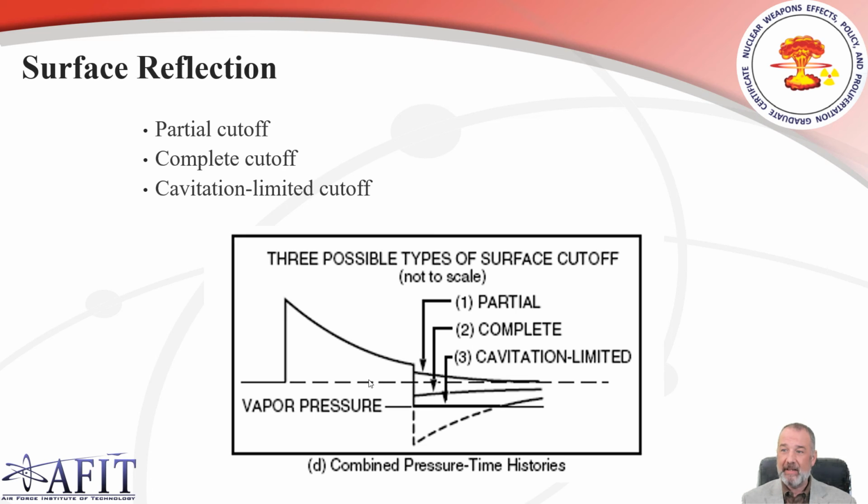And so if this dotted line represents normal pressure, we see that if we have a pretty powerful tension wave interacting with our initial outgoing pressure wave, we can get resulting pressures that are lower than whatever the normal pressure is at that particular depth. And then finally, we have something right here, which is called cavitation limited.